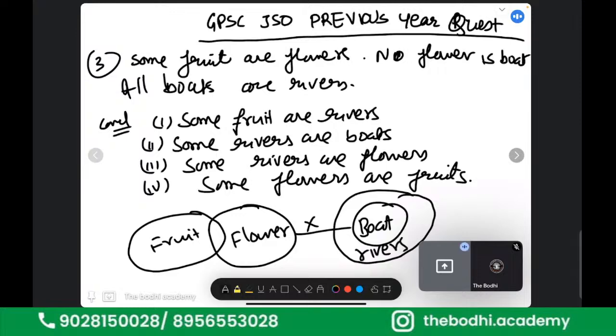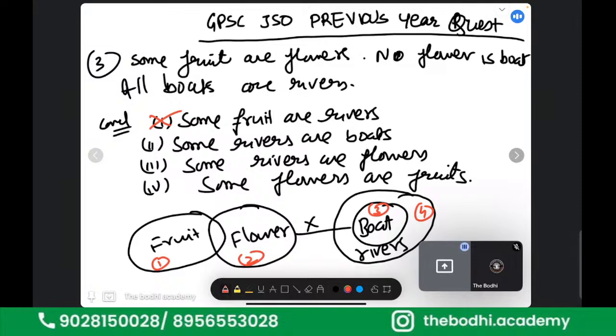All boats are rivers. Now, we will see the first conclusion. Some fruits are rivers. See, if I say this is my first circle, this is my second circle, this is my third circle, and this is my fourth circle, fruits are in the first circle and rivers are in the fourth circle. There is no relation we can see in the diagram. So directly this is wrong.